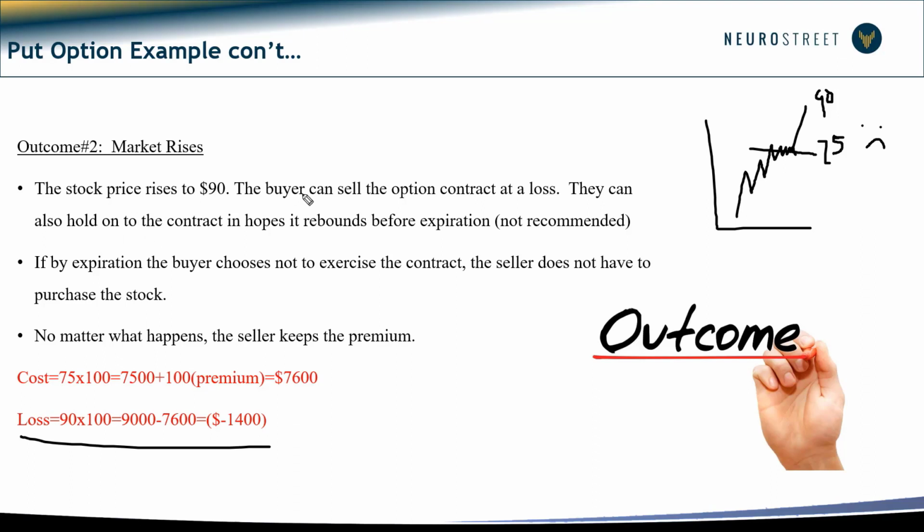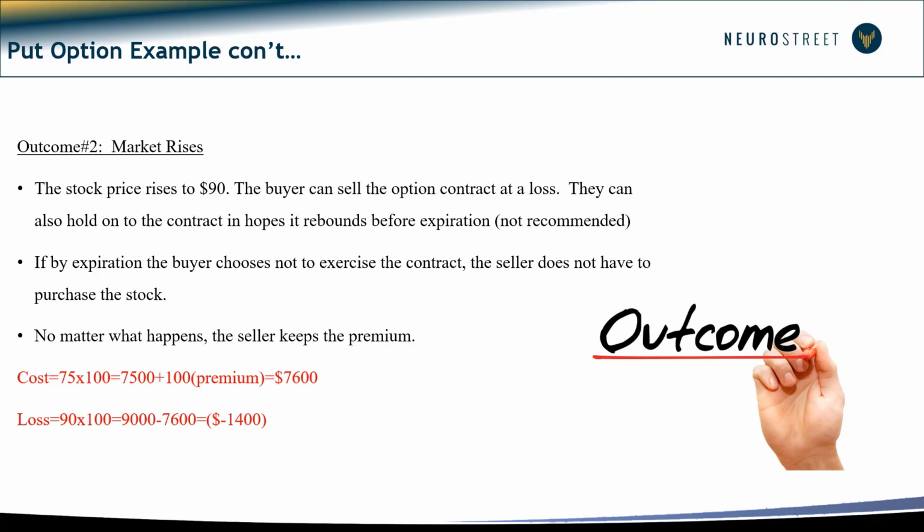Now, remember we said they can also hold on to the contract, hope it rebounds before expiration. Not recommended. Don't be doing this. Just take the stop out. If the stock's going against you and the option contract's going against you, just get out for a loss. Own the risk and move forward to the next trade. Okay? No matter what happens, the seller always keeps the premium.